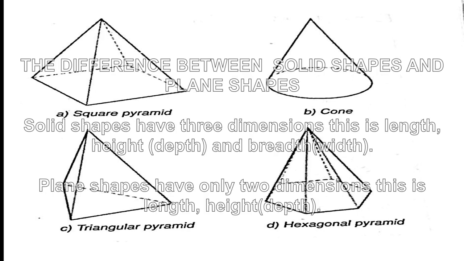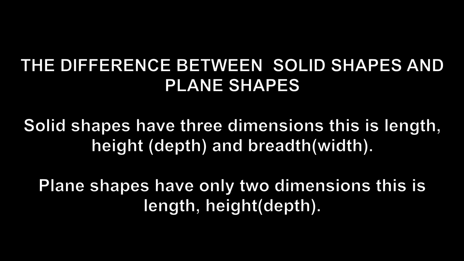Now, let's take a look at the differences between plane shapes and solids. The difference between plane shapes and solids is that a solid shape has 3 dimensions. That is the length, the height, and then the breadth. But plane shapes have only 2 dimensions, which are the length and the height.